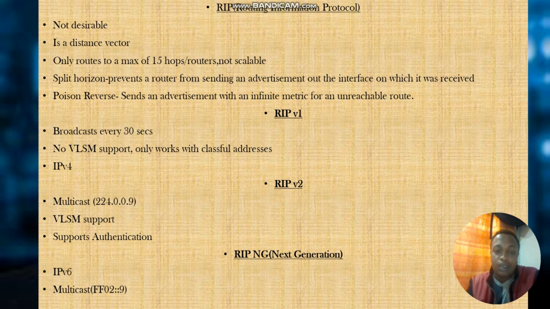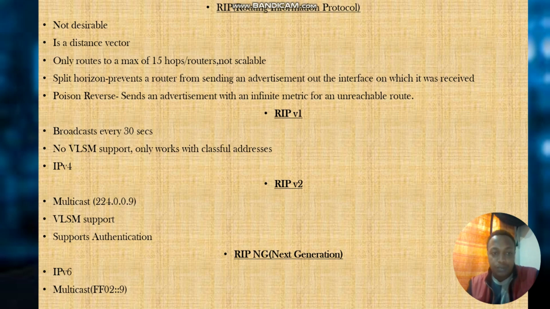Okay, so they basically join a group, and when a packet is sent to this specific IP address, and for IP version 4 it's 224.0.0.9, the packet is going to be retransmitted to routers or devices that have chosen to join that specific multicast group. Now, for RIP version 2, there is variable length subnet mask support, and we also support authentication.